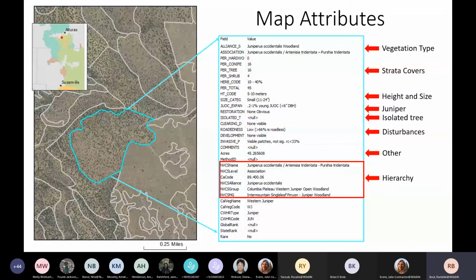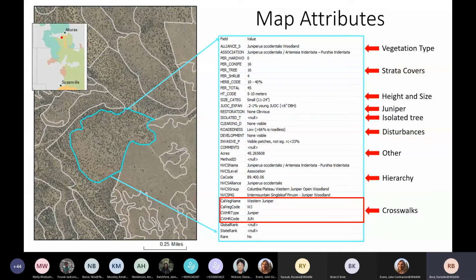You have the vegetation hierarchy embedded in the map for each polygon to provide flexibility for the users. Then there's a crosswalk to other classification systems like CAL and CWHR, or wildlife habitat relationships. And then the rarity rank is also listed for the finest level of the hierarchy that is listed for the polygon. So let me go into a few of these attributes a little bit more.